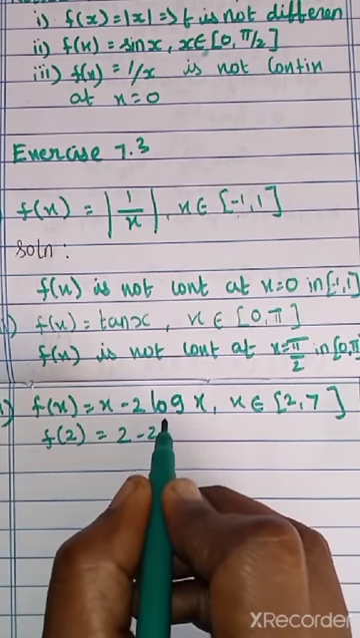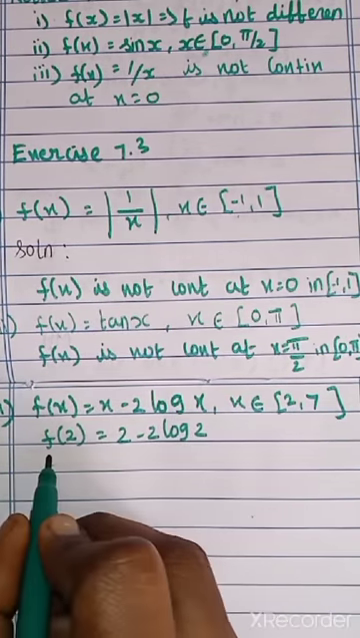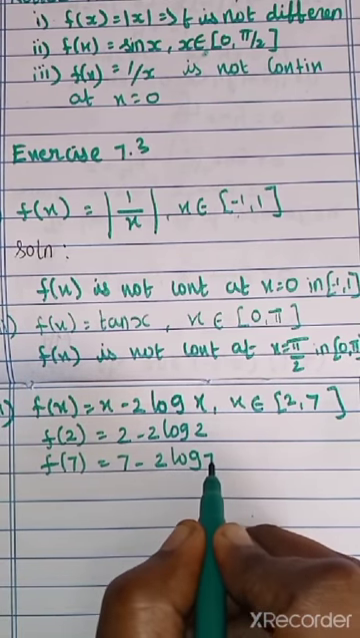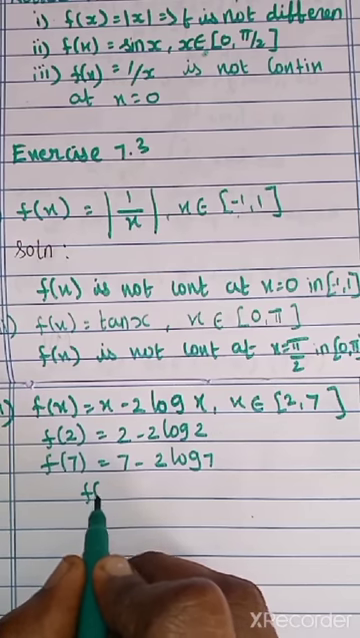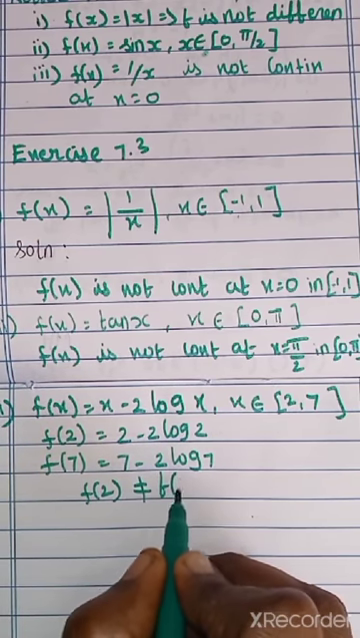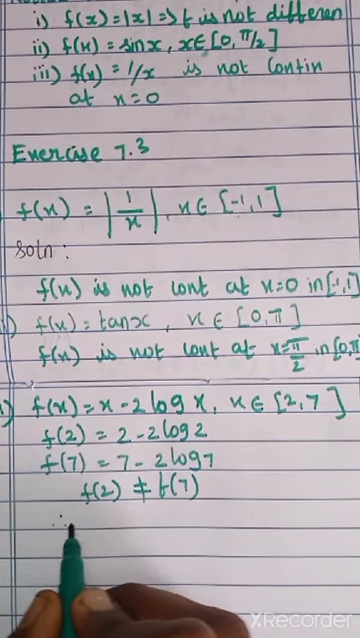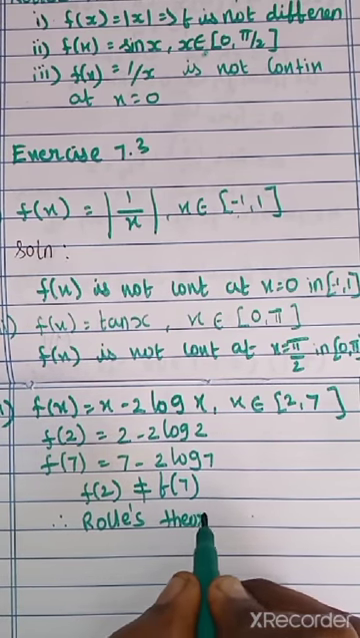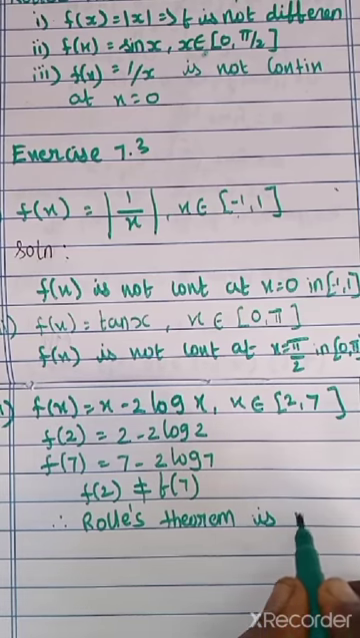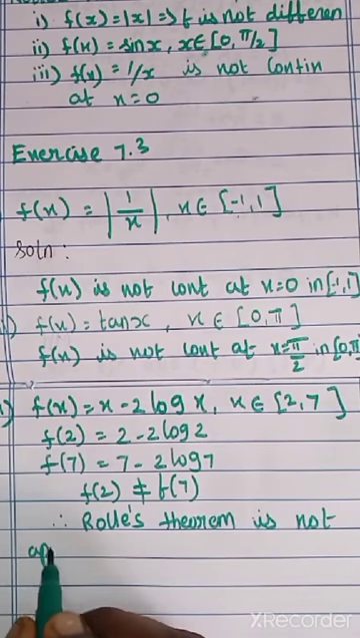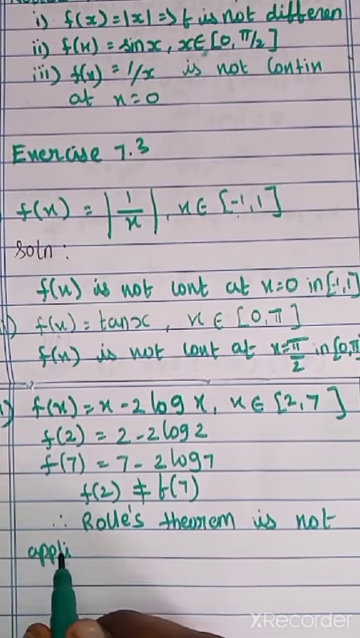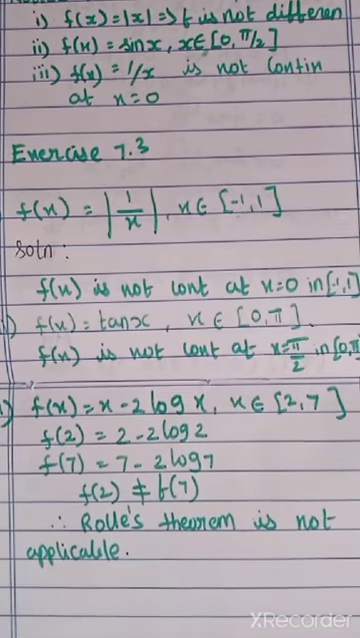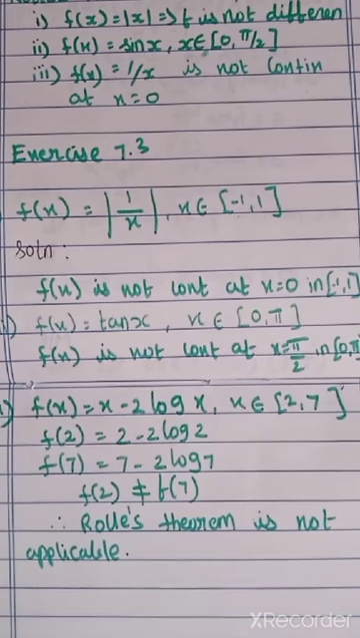2 minus 2 log 2. If we take 7, f of 7 equal to 7 minus 2 log 7. Are they equal? No. So f of 2 not equal to f of 7. Therefore, Rolle's theorem is not applicable. Is that clear? So for Rolle's theorem to be applicable, what are the 3 points? One is continuous, second differentiable, third f of a equal to f of b.